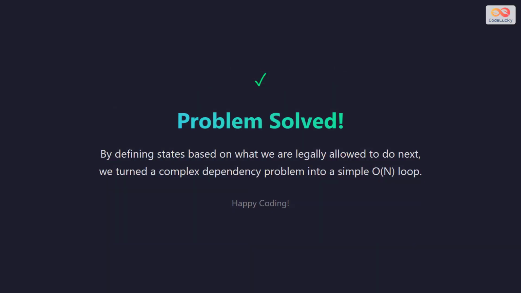And that is how you solve stock with cooldown. By defining our states based on legal actions, the complex rules vanish into simple transitions.